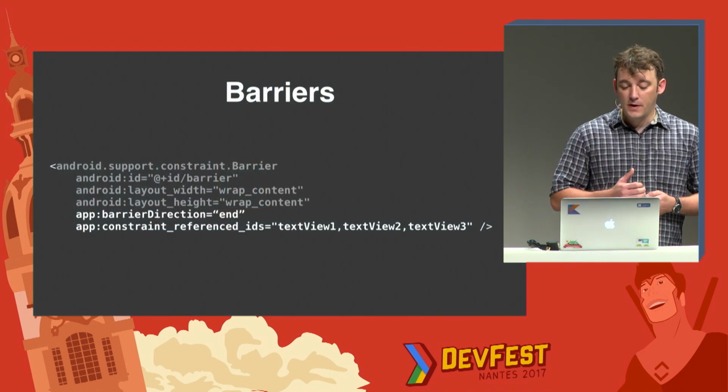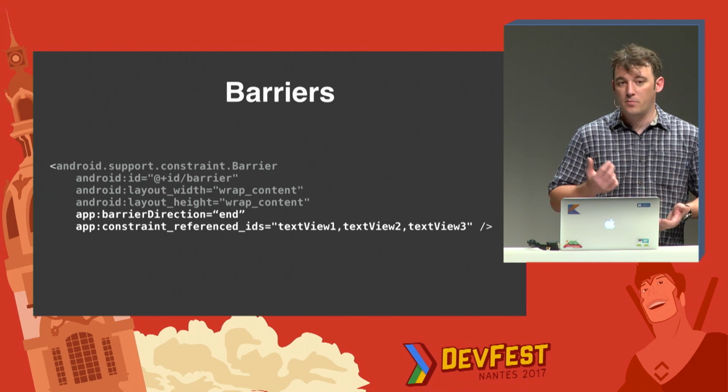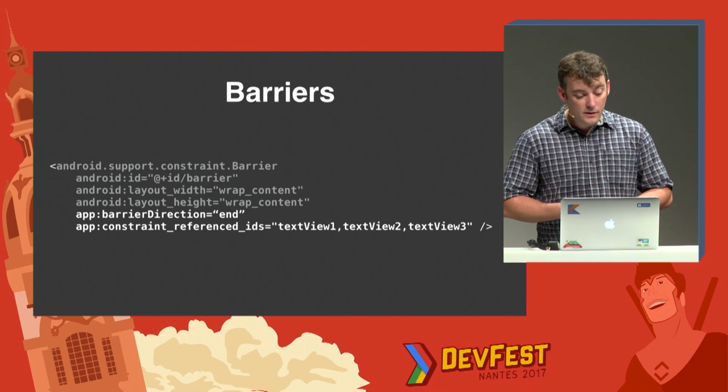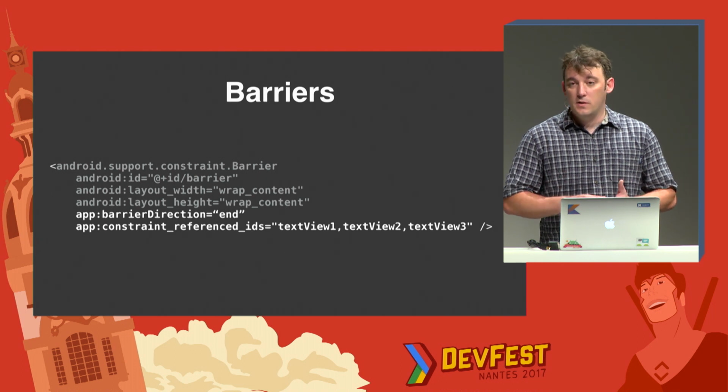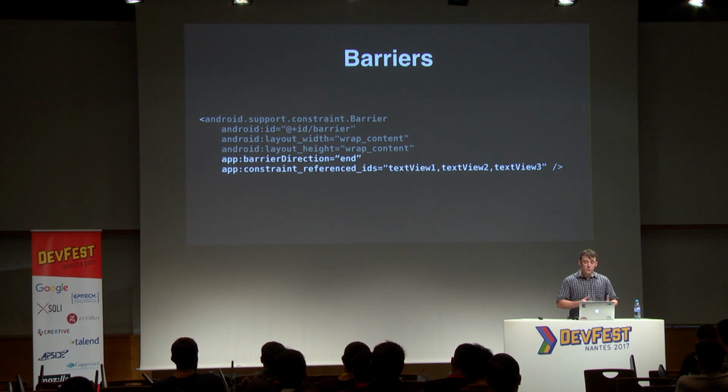And how you specify that is pretty straightforward. You indicate a direction, which could be start, end, left, top, bottom, or right, and you contain the list of IDs. So the elements you are constraining, or are constrained to, need to have IDs.